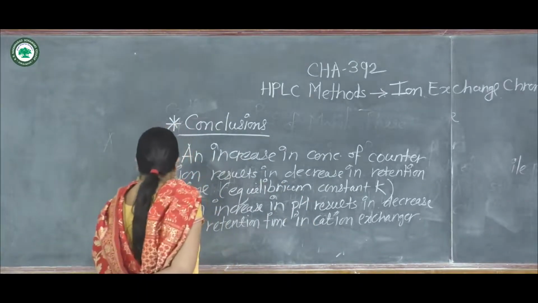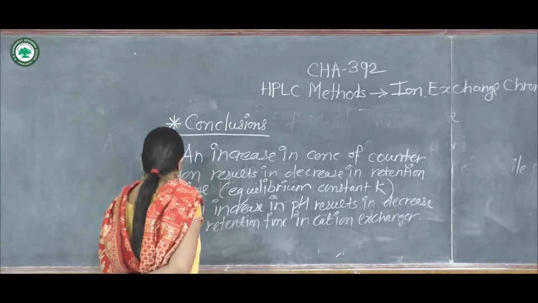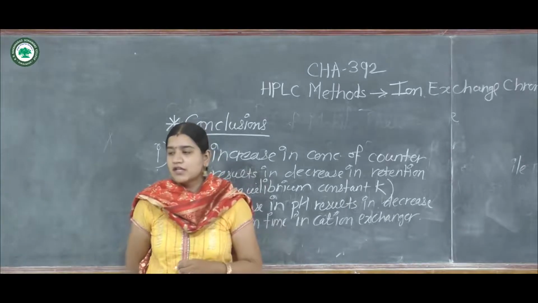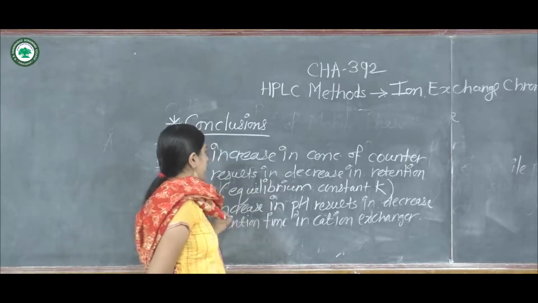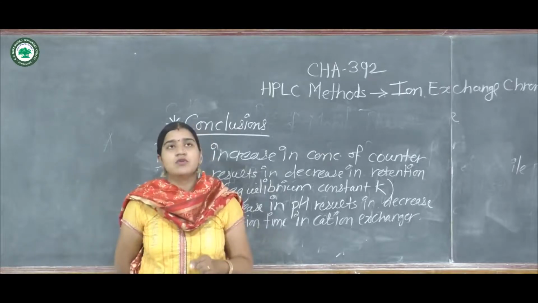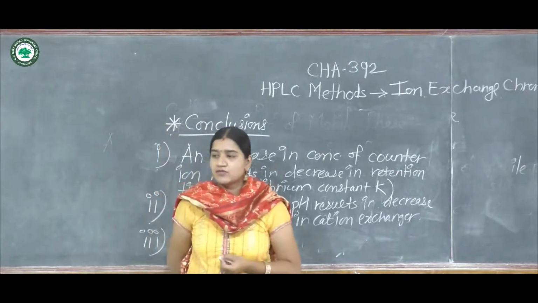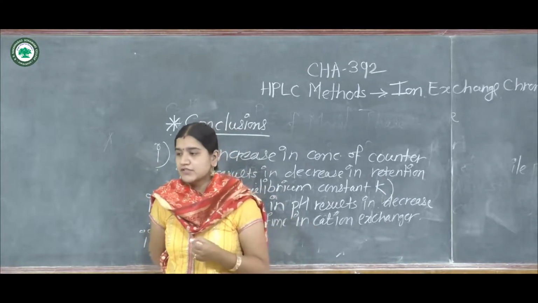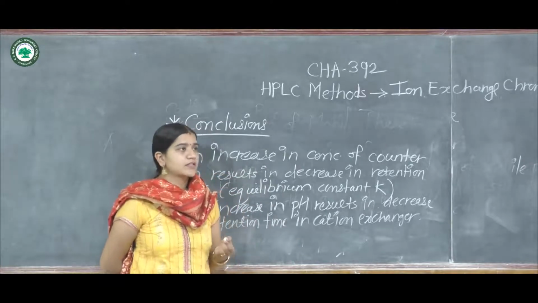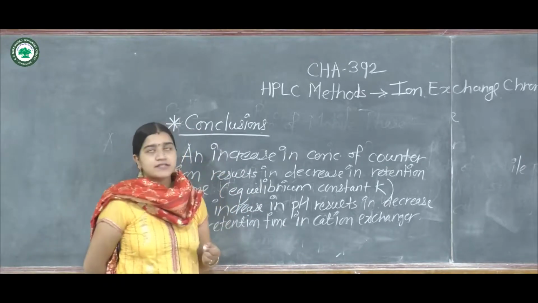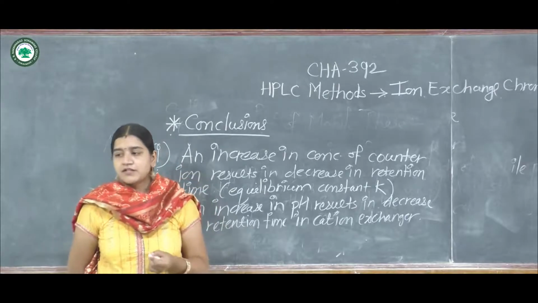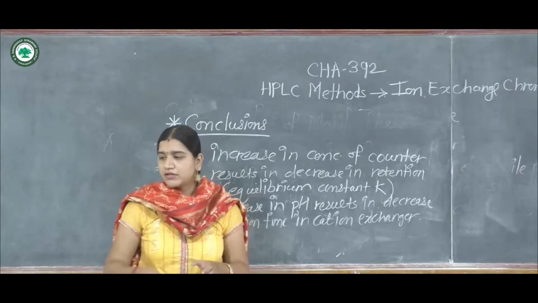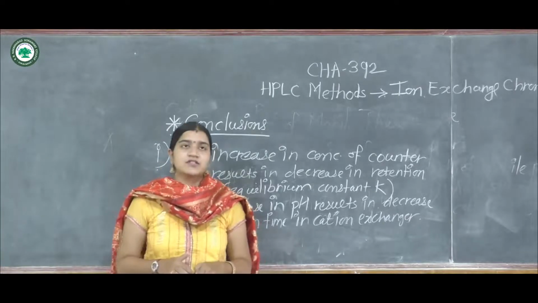Along with this, the third conclusion is that a decrease in the pH also reduces the retention time in the anion exchanger also. So all this is related to the effect of the cation exchanger and the effect of increasing the pH on the retention time. That is, an increase in the pH reduces the retention time. Now this is about the retention time of a cation exchanger.